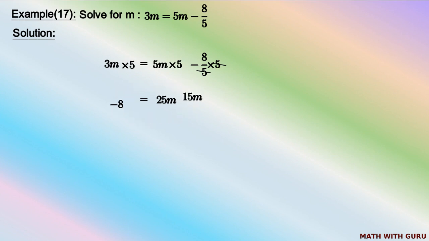Now transpose 15m to the right hand side, minus 8 to the left hand side. 8 equals 10m. m equals, transpose 10 to the left hand side, 8 over 10. 2 fives are 10, 2 fours are 8. 4 divided by 5 equals m. Now interchange the sides, swap the sides. m equals 4 over 5.